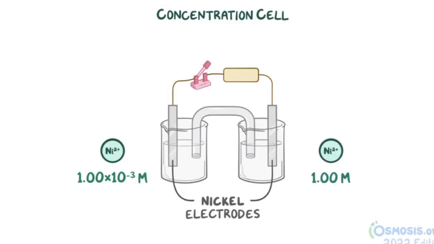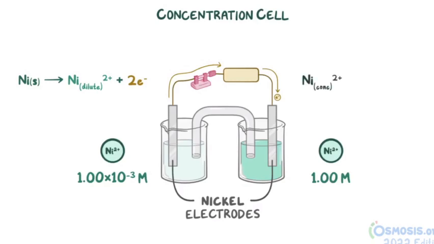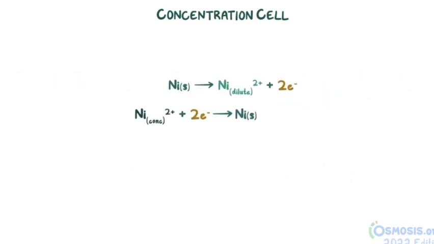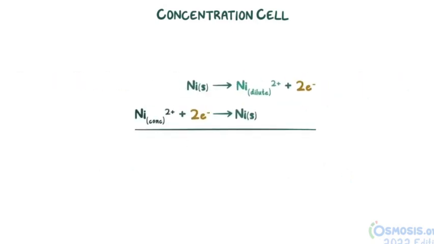In solution, nickel 2 plus ions are green, so the more concentrated compartment has a darker green color. When we close the switch, current starts to flow in our cell. At the anode, the half reaction is solid nickel is oxidized to nickel 2 plus, giving off 2 electrons that flow in our wire. At the cathode, the half reaction is nickel 2 plus ions gaining 2 electrons to form solid nickel. So, when we add the two half reactions together, we have 2 electrons and solid nickel on both sides of the equation. So, they cancel out, giving an overall equation of nickel 2 plus concentrated going to nickel 2 plus dilute.